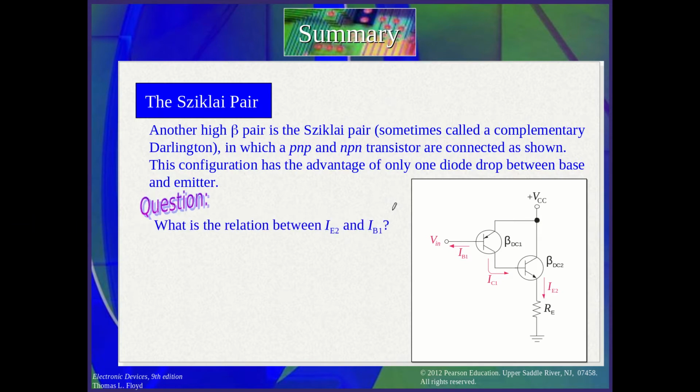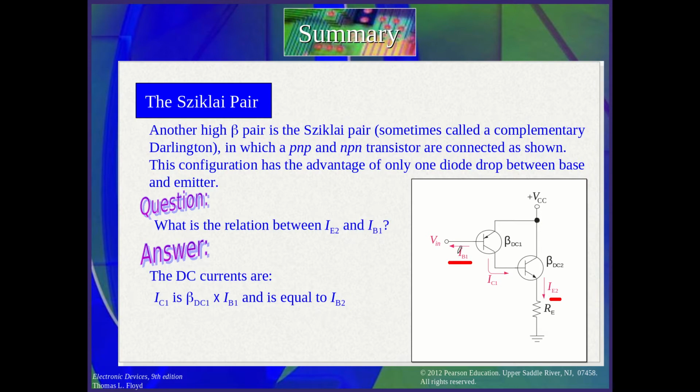Now, what is the relation between IE2 and IB1, this one? If you see here, IC1 is equal to beta DC times IB1. This is for the first transistor, and it is equal to IB2. So you have IB2 here. You need IE2. IE2 is approximately equal to IC2, which is equal to beta DC multiplied by IC1. So IE2 related to IB1 is equal to the betas multiplied by each other, beta for the first transistor and the second transistor.